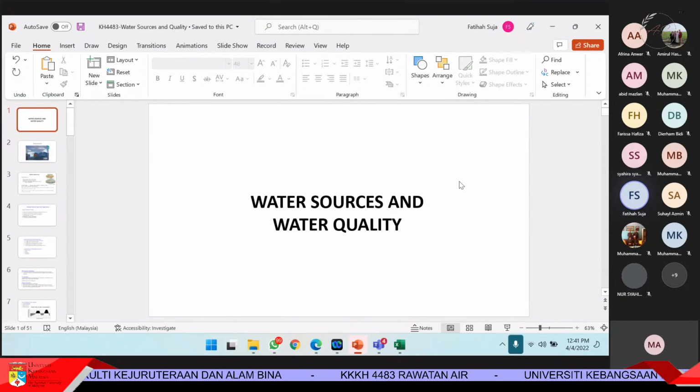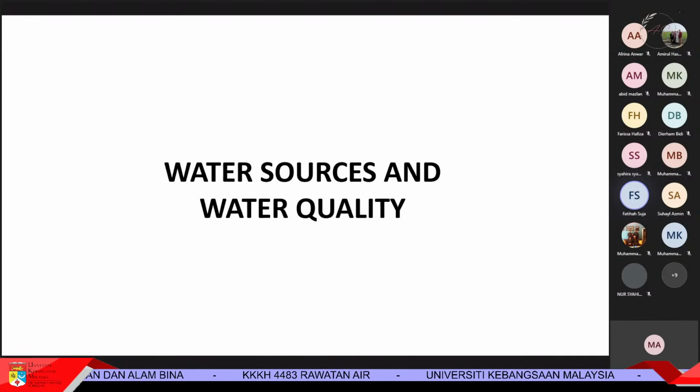Okay, water sources and water quality. So actually this is the introduction before your main objective, which is to treat the water from your water source. Okay, water sources and water quality.